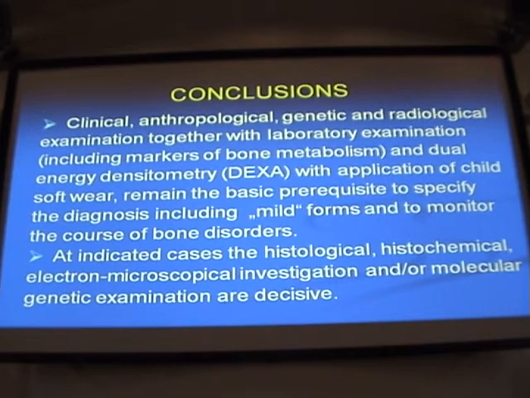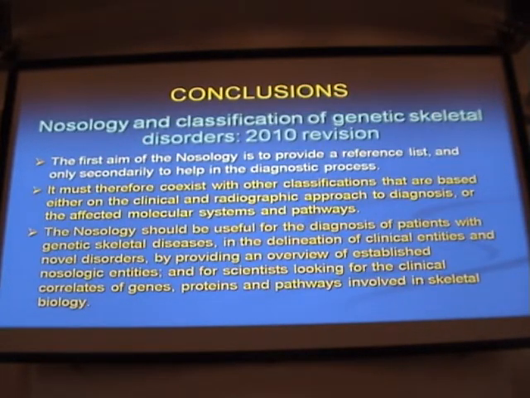Clinical, anthropological, genetic and radiologic examination together with laboratory examination and dual energy densitometry with application of child software remain the basic prerequisite to specify the diagnosis, including mild faults, and to monitor the course of bone disorders. In indicated cases, histological, histochemical, electron microscopic investigation and or molecular genetic examination are decisive. The first aim of the nosology is to prove and reference list and only secondarily to help in the diagnostic process.